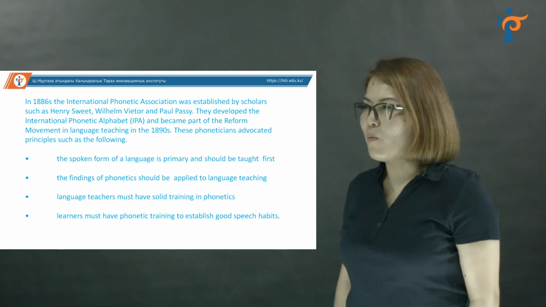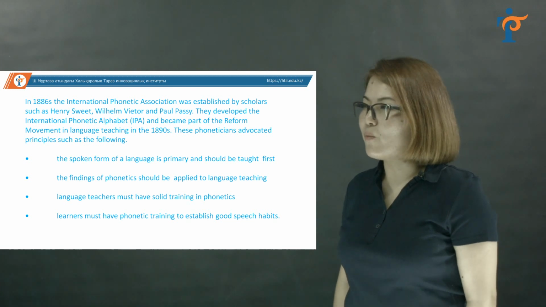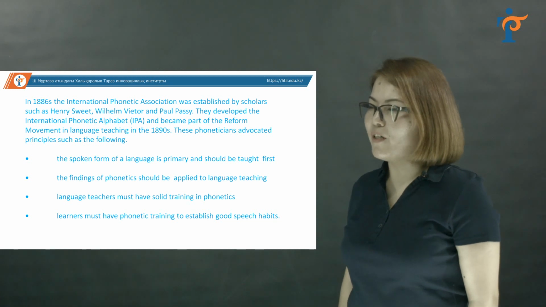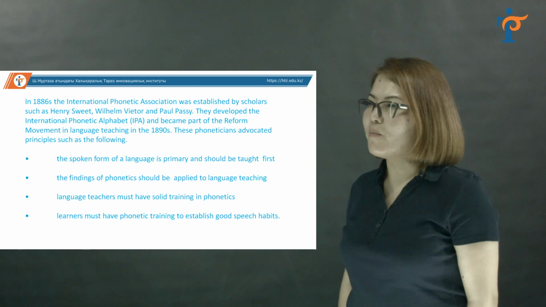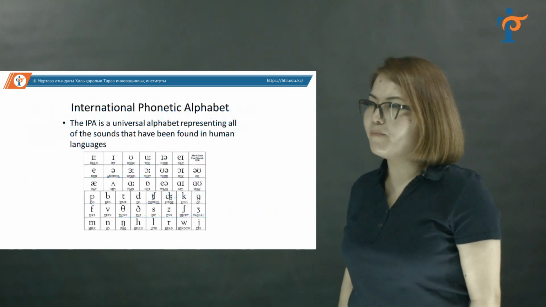The spoken form of a language is primary and should be taught first. The findings of phonetics should be applied to language teaching. Language teachers must have solid training in phonetics. Learners must have phonetic training to establish good speech habits.